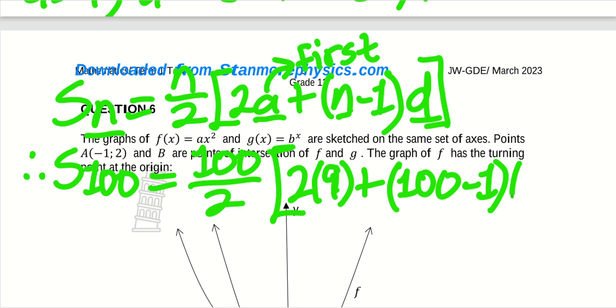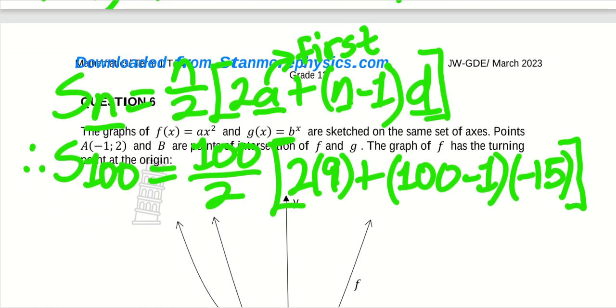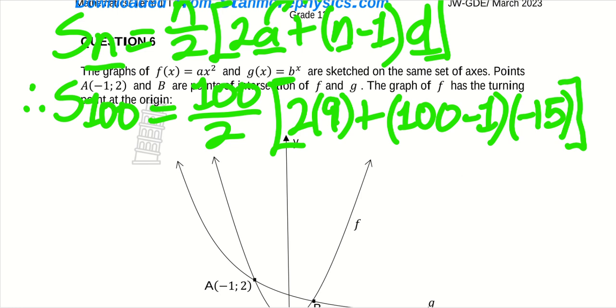Then d is what? D, we already said, is -15 when we subtracted term number 1 from term number 2. Okay, then we substituted everything. Then someone can just decide that you're gonna put everything on the calculator the way it is, right? Then you get your answer.